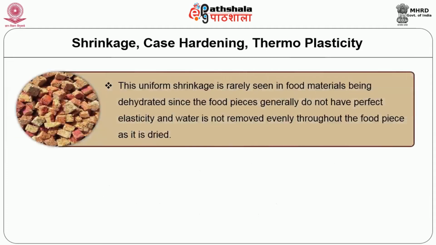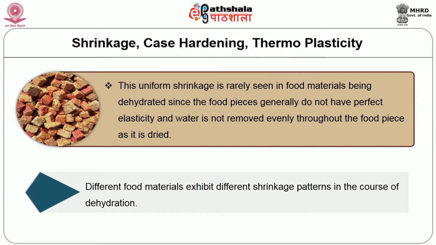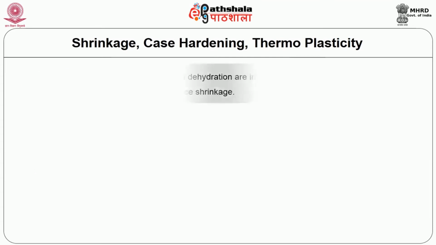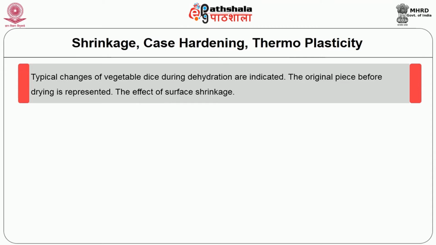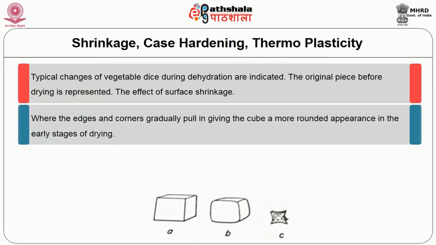This uniform shrinkage is rarely seen in food materials being dehydrated, since the food pieces generally do not have perfect elasticity and water is not removed evenly throughout the food piece as it is dried. Different food materials exhibit different shrinkage patterns in the course of dehydration. Typical changes of vegetable dice are represented in the following figure. The effect of surface shrinkage is seen in the figure, where the edges and corners gradually pull in, giving a cube a more rounded appearance in the early stages of drying.